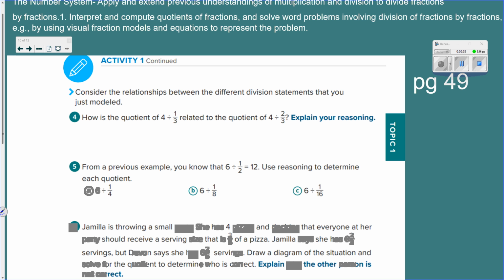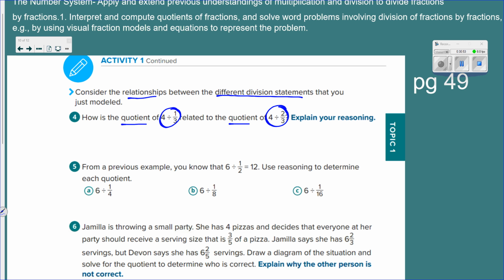On this next part, we're going to look at the relations between the different division statements that we just modeled. So the quotient of 4 divided by 1/3, the quotient of 4 divided by 2/3. So that actually goes back to the model that we had.